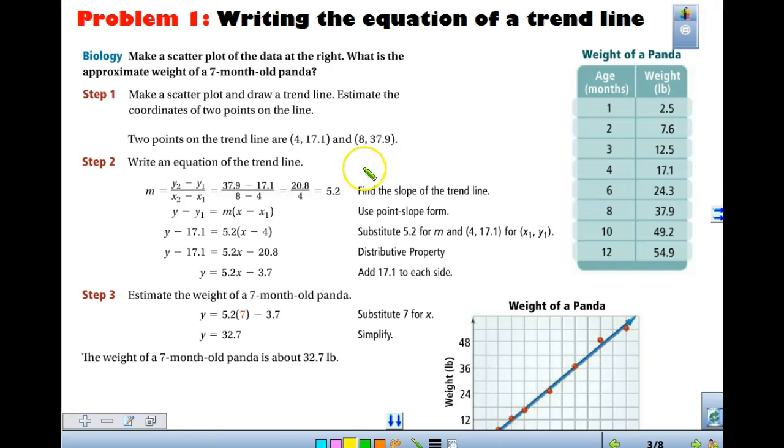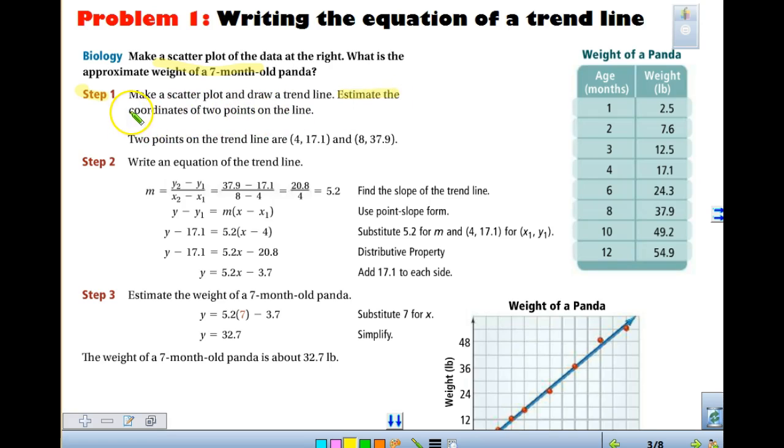Natalie, would you first read the question and then step 1? Make a scatter plot of the data at the right. What is the approximate weight of a 7-month-old panda? Make a scatter plot and draw a trend line. Estimate the coordinates of 2 points on the line. So, key point. Anna, read that last statement.